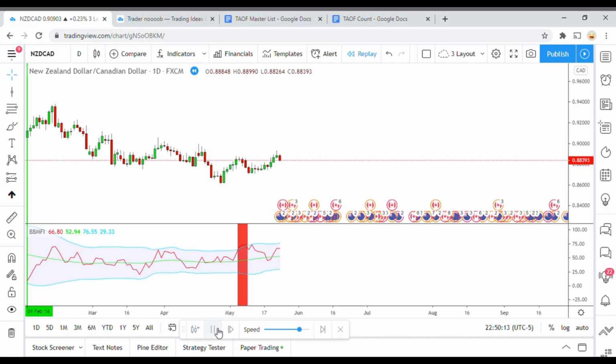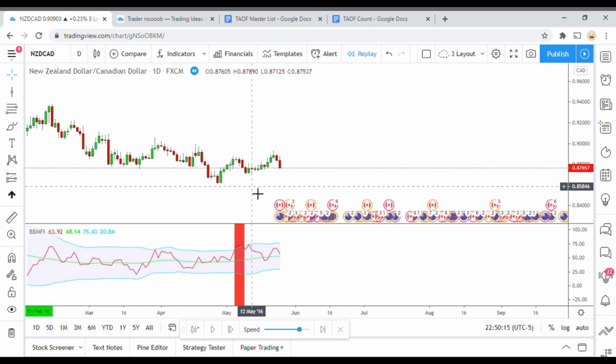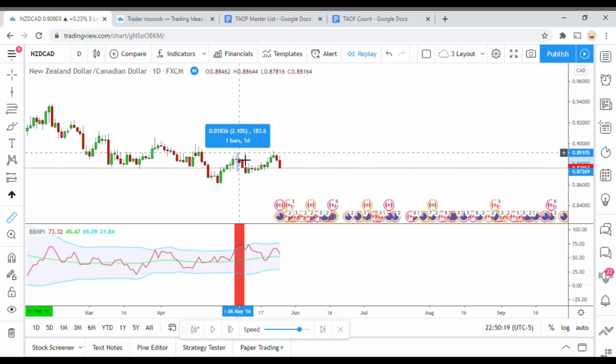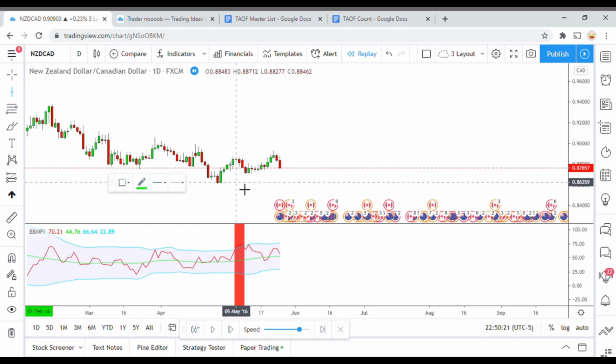In this case, it does not look like it worked out for us very well because almost immediately price action turned around on us and stopped us out.